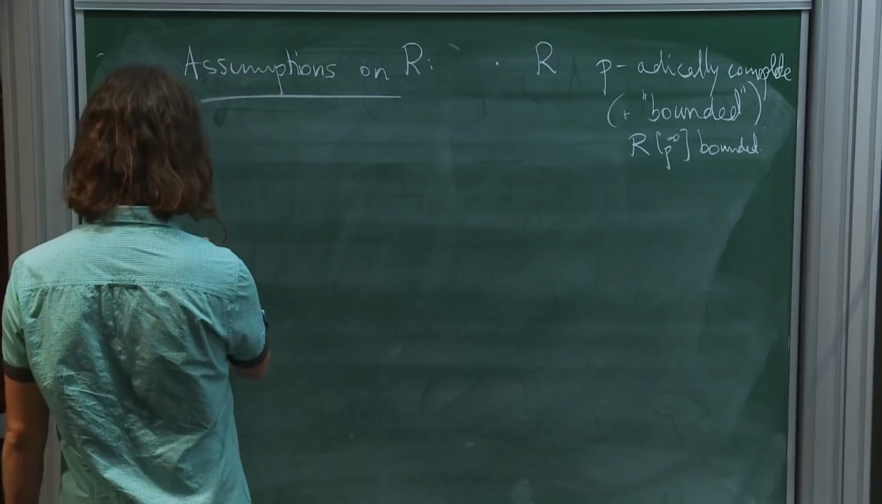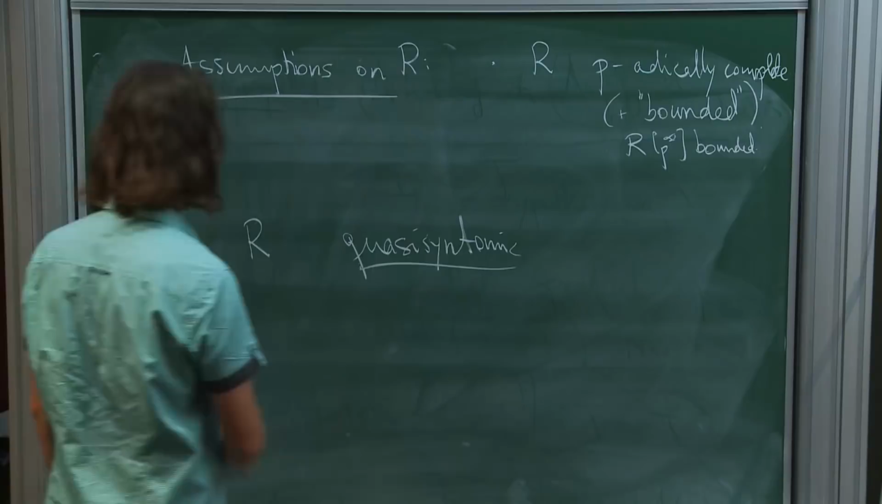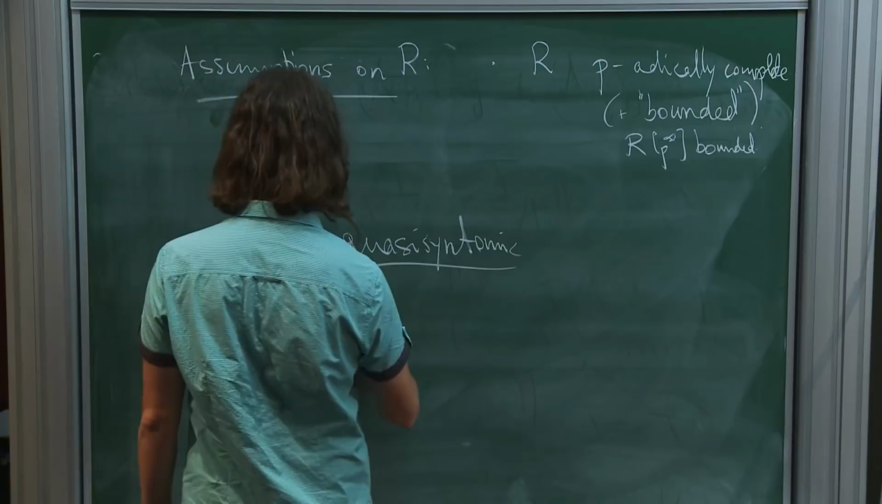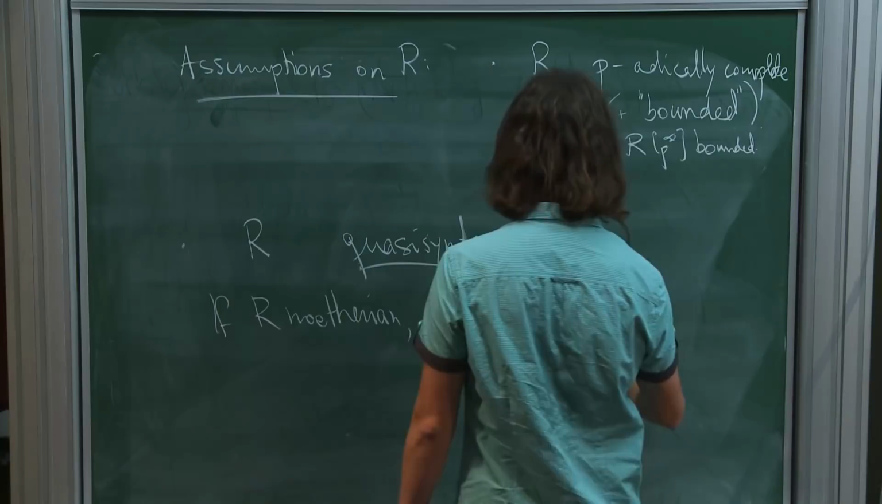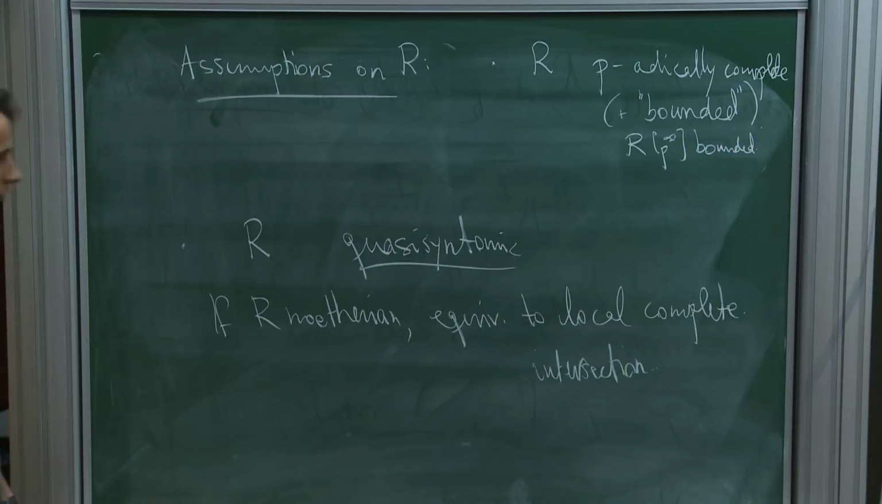But we need one important assumption on our ring, which we call quasi-syntomic. If R is Noetherian, that's just equivalent to saying it's a local complete intersection. You mean the completions are local complete intersections? Right. There's this fixed notion of a local complete intersection ring. It means that the completions of the local rings are quotients of regular rings by a regular sequence.